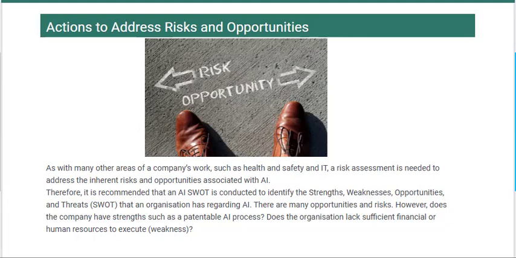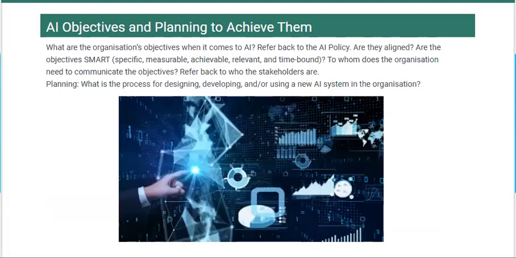AI objectives and planning to achieve them. What are the organization's objectives when it comes to AI? Refer back to the AI policy. Are they aligned? Are the objectives SMART: specific, measurable, achievable, relevant, and time-bound? To whom does the organization need to communicate the objectives? Refer back to who the stakeholders are. Planning. What is the process for designing, developing, and/or using a new AI system in the organization?